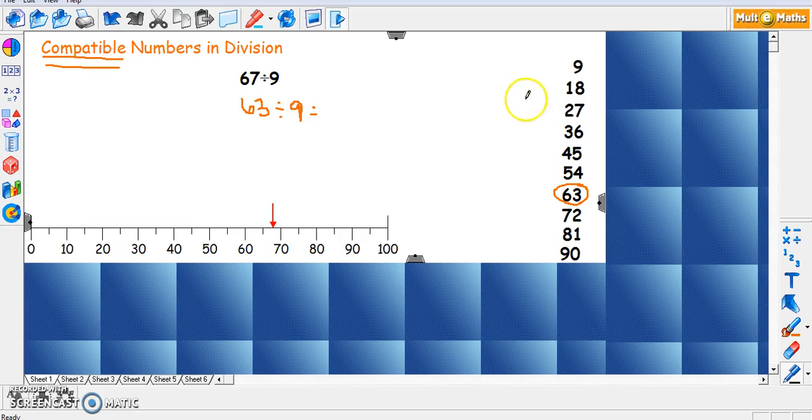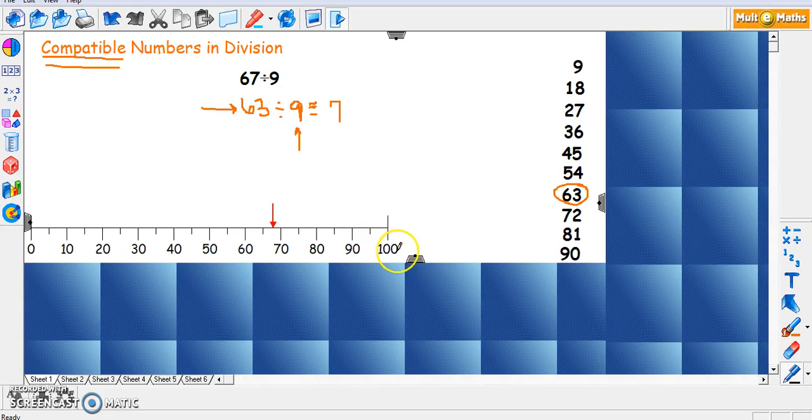So I'm going to say that instead of using 63, I'm going to estimate that my answer is going to be about 1, 2, 3, 4, 5, 6, 7 groups of 9 that I can get out of 67. About 7 groups of 9. Okay, not exactly, but about 7. We're just estimating. So this is my compatible number because it's compatible with the number 9, and it helps me to do mental math quickly. I'm not trying to get the direct answer, just trying to get an estimate.